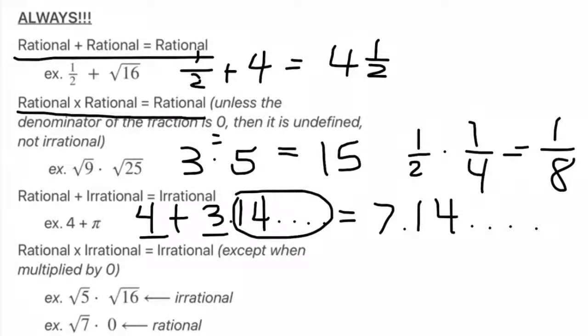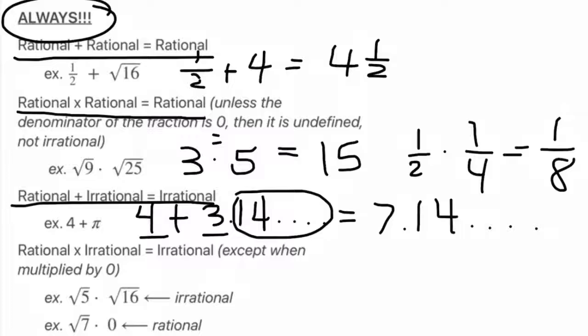Always, always, always, always. So remember, all of the ones that we're looking at right now are always rules. There's never a time that it's going to change. There's never an instance where I can add a rational and an irrational number and the answer not be irrational.